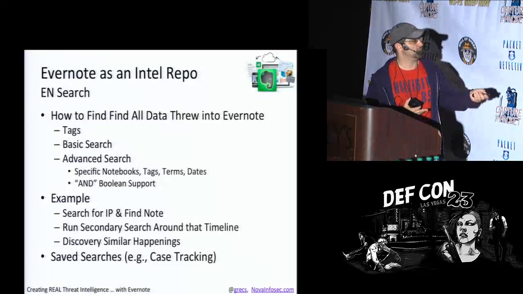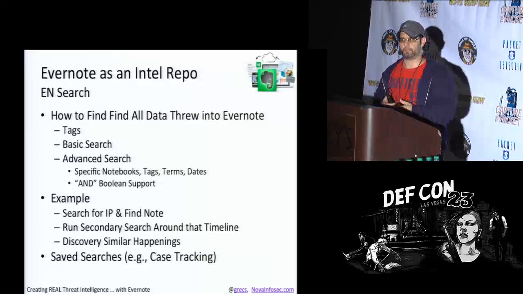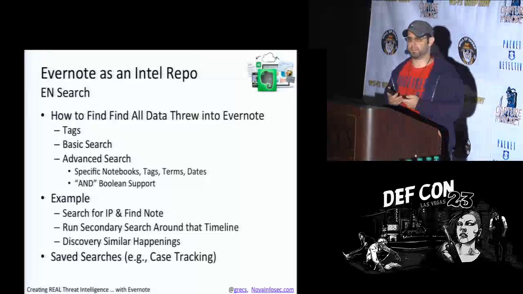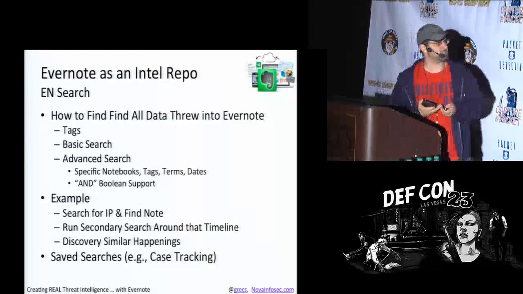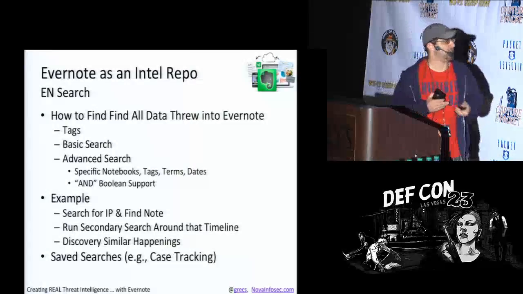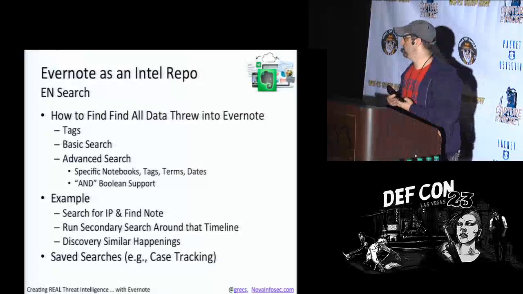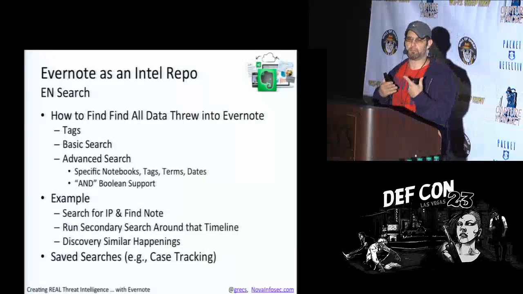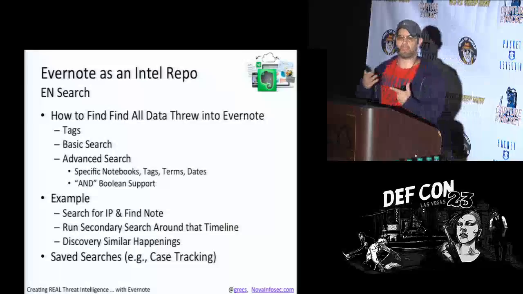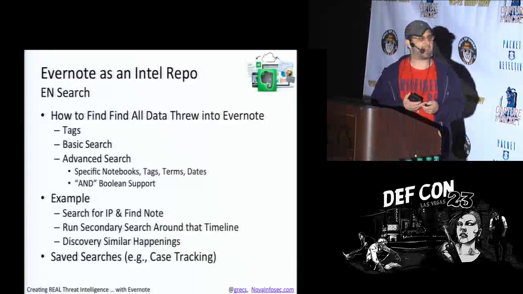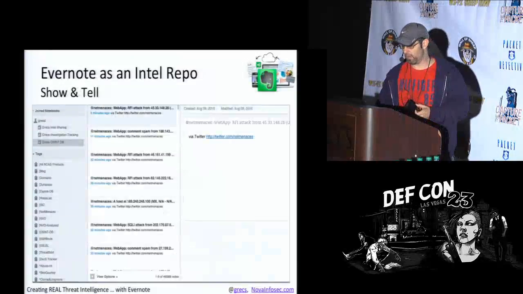So then what you can do is create a saved search for certain types of data that you may want to look at on a regular basis. An example here is maybe you get hit with something, right? And the only thing you have is the IP. So you could go into your Evernote database and search for that particular IP. And then maybe based on what you find there, you would get some sort of a timeline. So then you could run a secondary search around, maybe from a news perspective, what happened around that timeline, and also discover maybe similar attacks using that timeline approach as well.